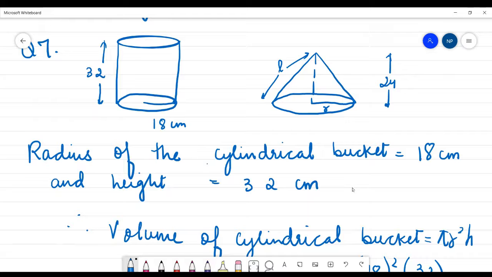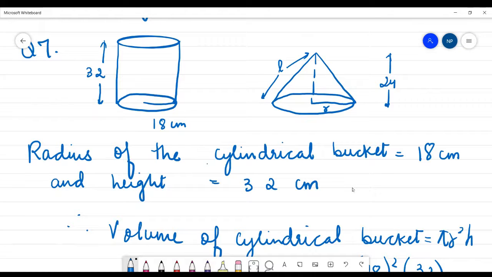Question number 7: a cylindrical bucket 32 centimeter high and with radius of base 18 centimeter is filled with sand. So this is a bucket whose height and radius are given. It is filled with sand. This bucket is emptied on the ground and a conical heap of sand is formed. If the height of the conical heap is 24 centimeter, find the radius and the slant height of the heap.